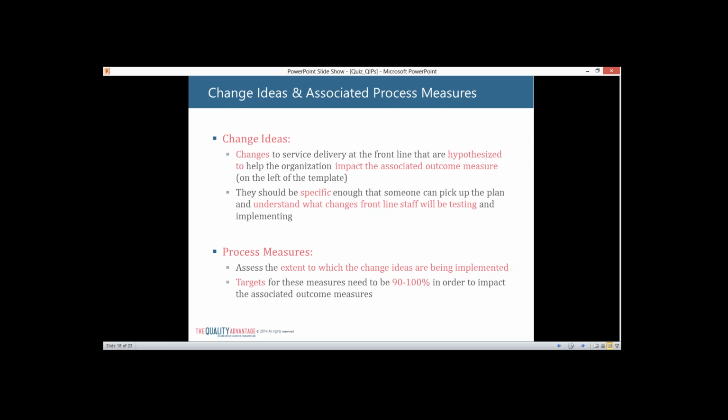Process measures then are always linked to change ideas, and they determine the extent to which the change idea is in fact being implemented. We talked a couple minutes ago about targets for outcome indicators, and there are a whole variety of places that you can get those, from benchmarking to your own experience, etc. Targets for process measures, on the other hand, always need to be, over time, 90 to 100%. Because they reflect the extent to which a change idea is being implemented, we need to know that it's actually been fully operationalized or fully implemented in order to impact outcome measures.